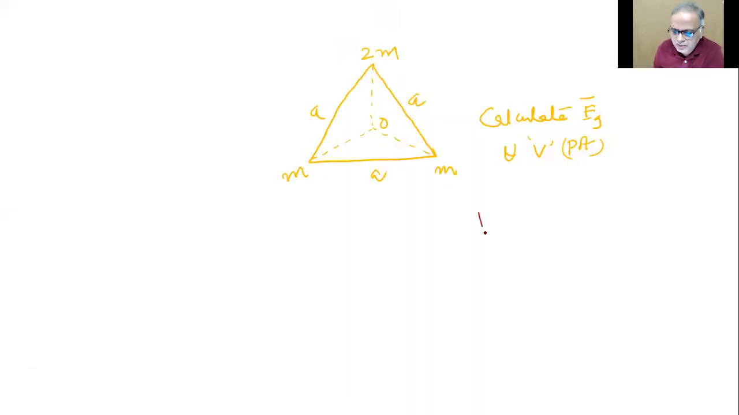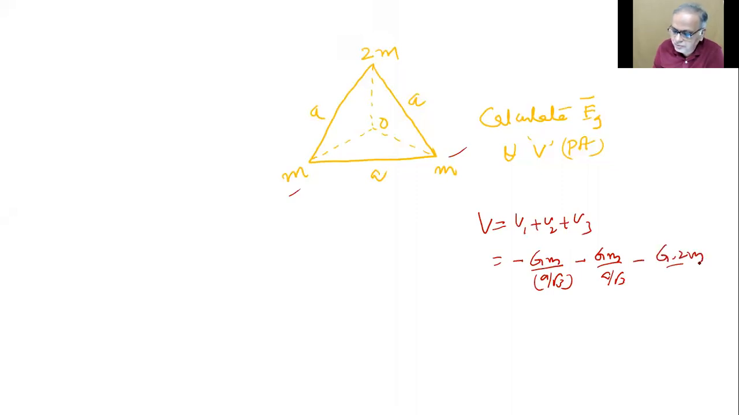Otherwise, things won't be good. V1 plus V2 plus V3, you write. So for this one, for example, I'll write minus Gm by a by root 3 minus Gm by a by root 3. For that, minus G into a by root 3. Whatever you get, you write. How much is that? Minus 4 root 3 GM by a.